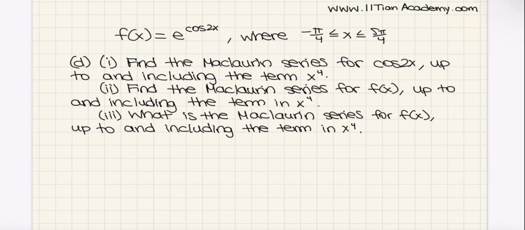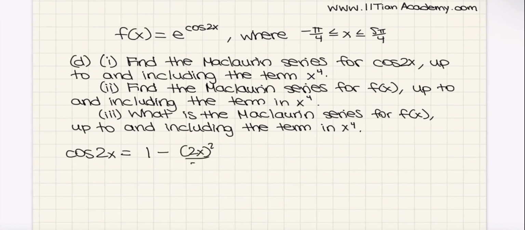Find the Maclaurin series for cosine 2x up to and including the term x to the power 4. Okay, so to find the Maclaurin series, cosine 2x would be equal to 1 minus (2x) squared over 2 factorial, plus (2x) to the power of 4 over 4 factorial, etc. We know that we can stop here in terms of having to write out terms because they said that they wanted up to and including the term for x to the power 4.